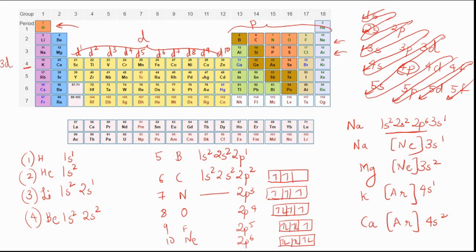Then similarly, we'll be filling the 4d orbitals in the fifth shell. But after we are done filling all these, the next configuration that comes up is 4f. This is where we fill this. This is the F block, and this is our lanthanide series, and this is our actinide series. So the lanthanide and the actinide series are filled progressively.